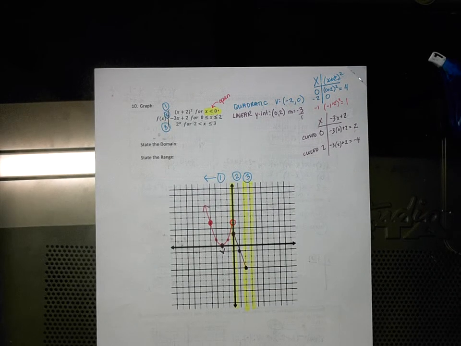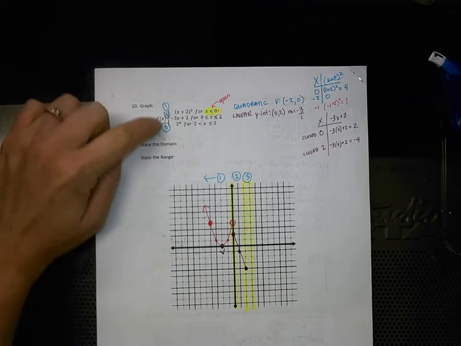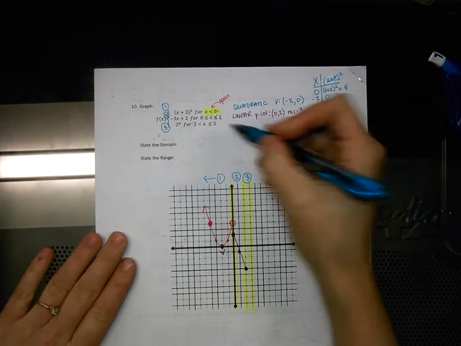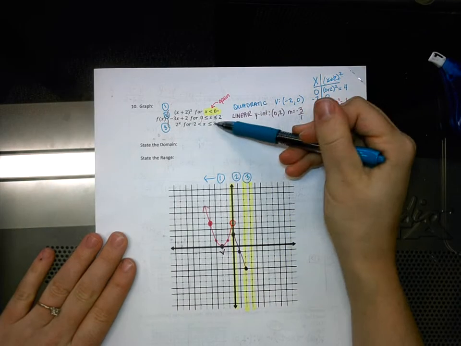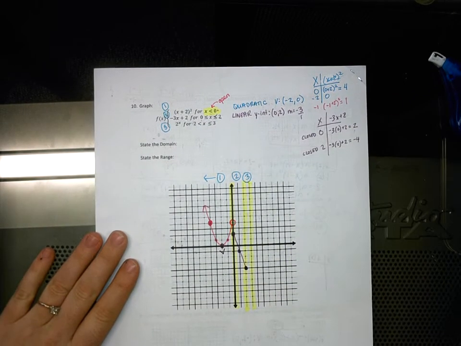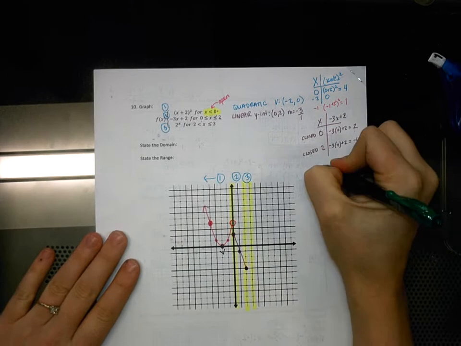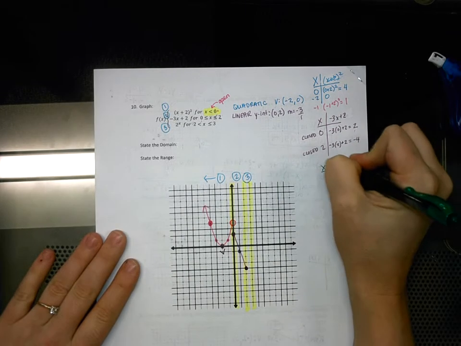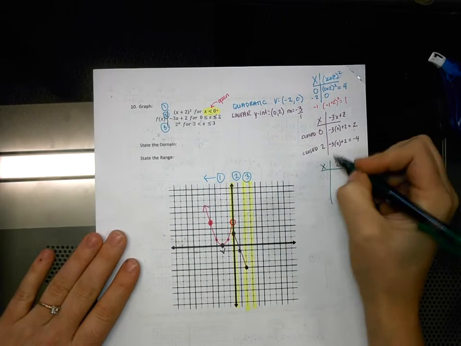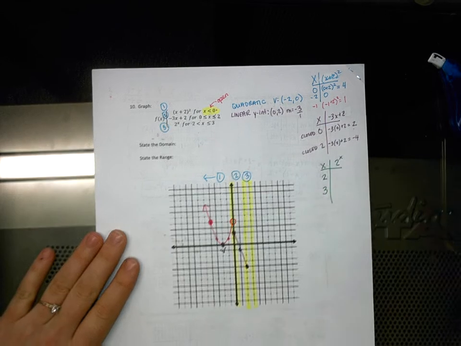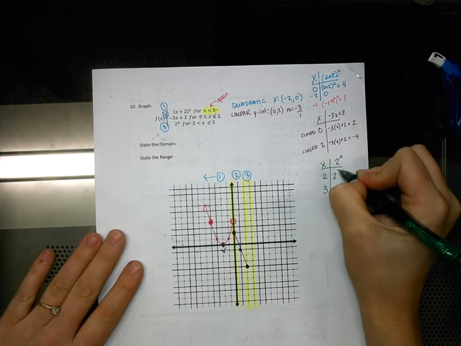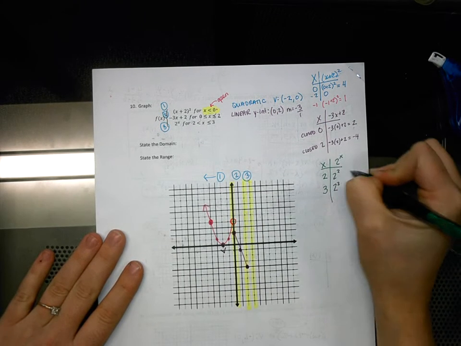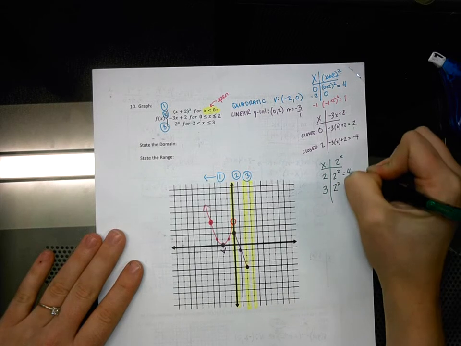And then piece 3 is exponential. Because there's only 2 numbers here, I'm going to use each of them. I'm going to plug them in, 2 and 3 for my x values. So that gives me 2 squared and 2 cubed. 2 to the second power is 4. 2 to the third power is 8.